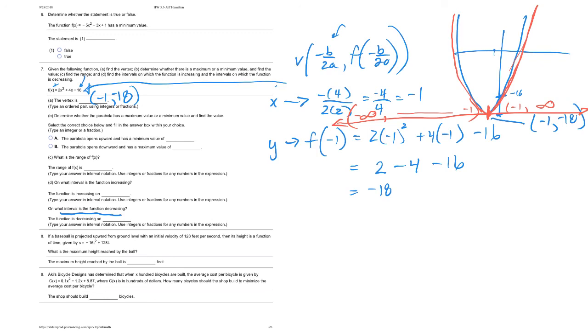Now, for these last ones, I would use your minus b over 2a formula right up there to help you with those. Try it. If you have questions, give me a text.